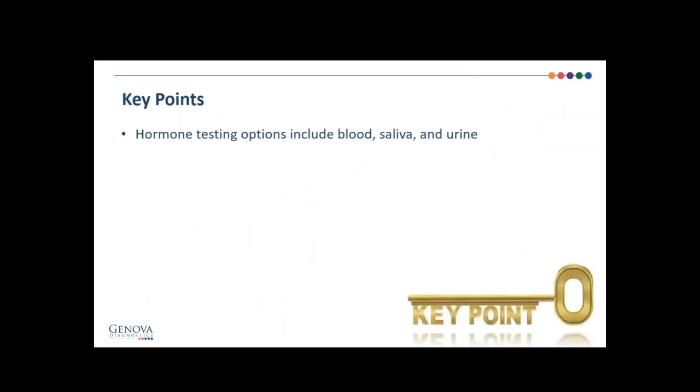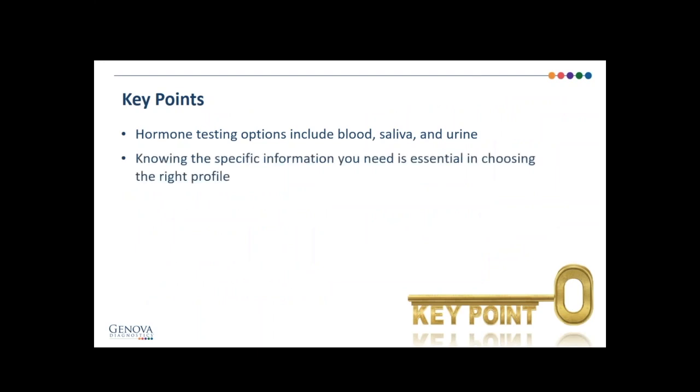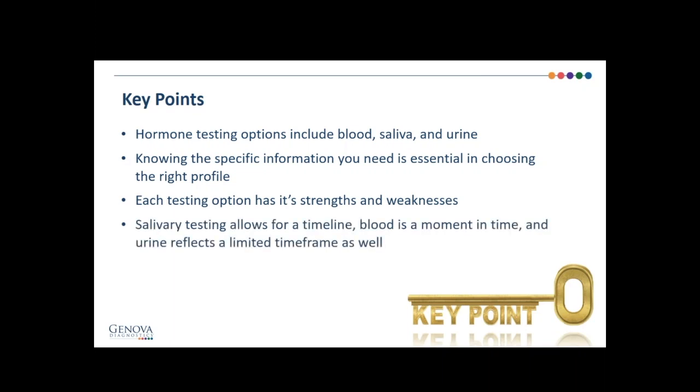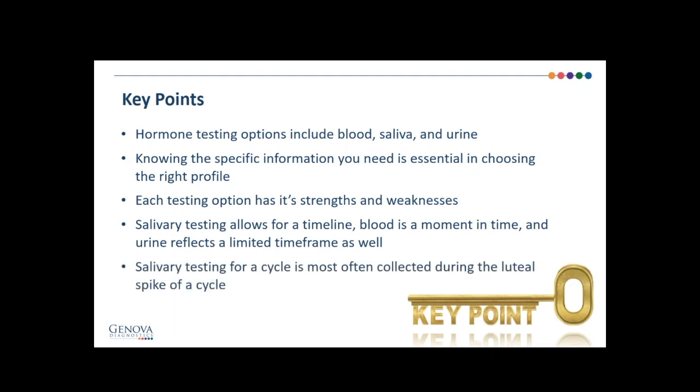So, our key points. Hormone testing options include blood, saliva, and urine. Knowing the specific information you need is essential in choosing the right profile. Each testing option has its strengths and weaknesses. Salivary testing allows for a timeline. So blood is a moment in time, urine reflects a limited time frame, up to 24 hours, but saliva gives you a look at circadian rhythms.